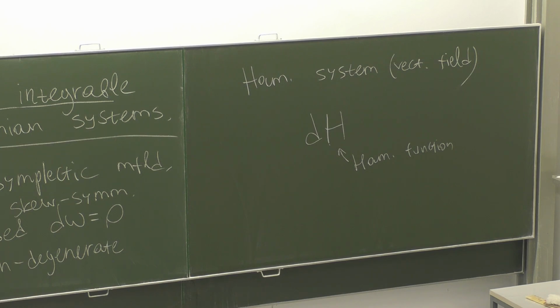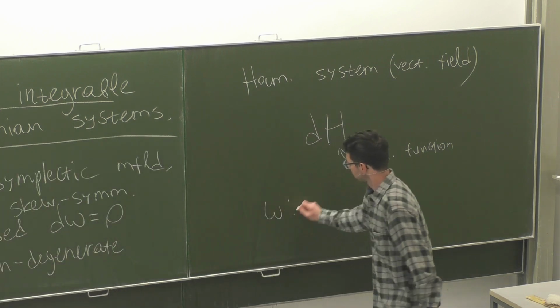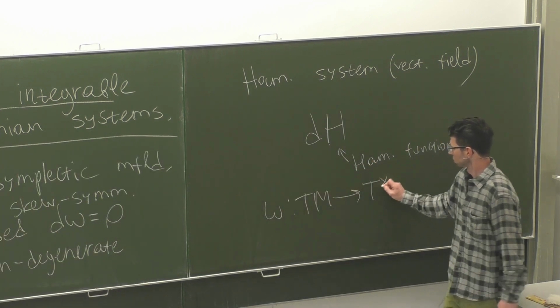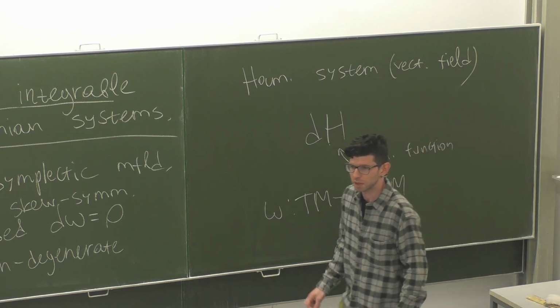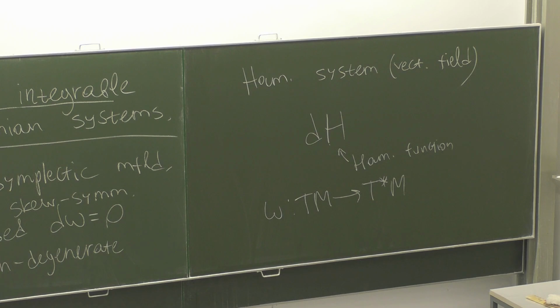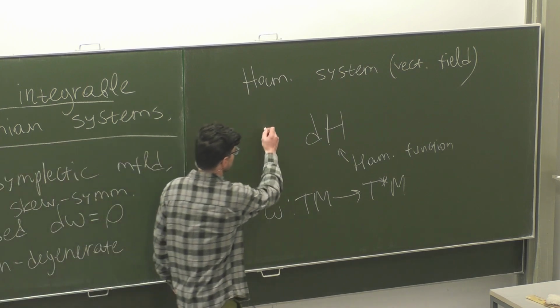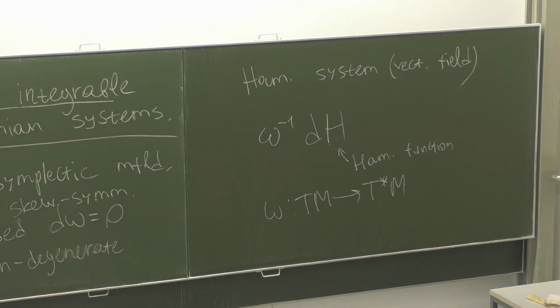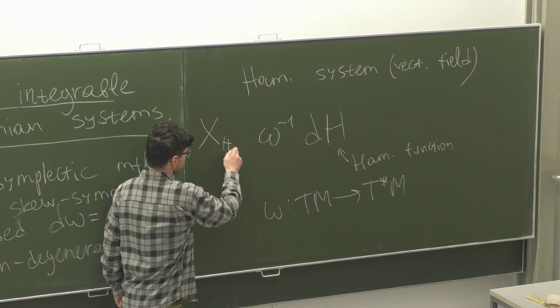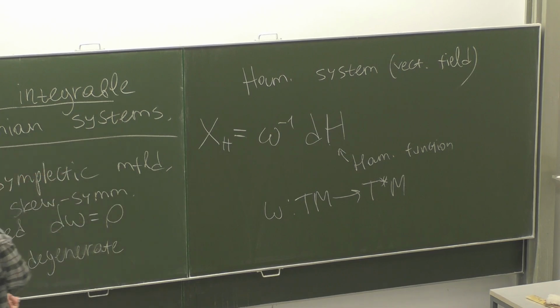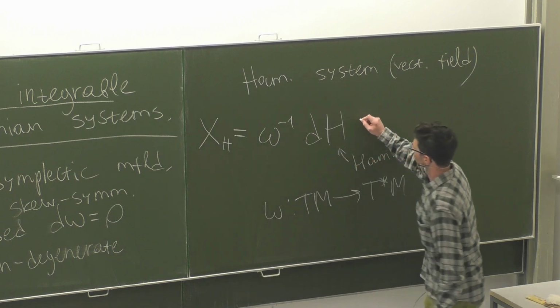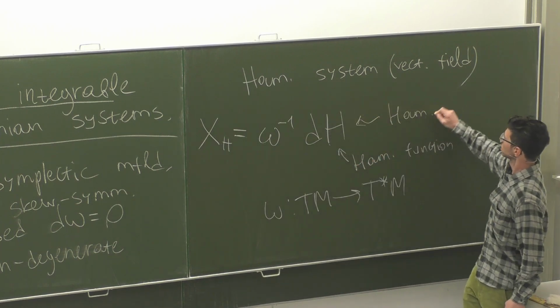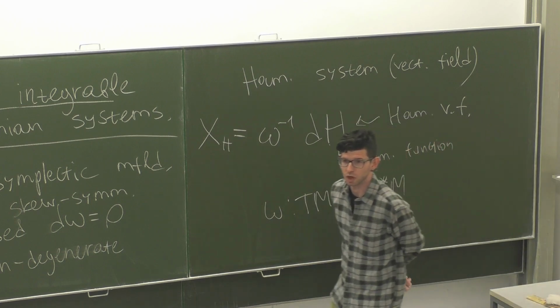Another way you can think about omega is it's a map from the tangent space to the cotangent space because it's a two form. So that map, you can invert it because omega is non-degenerate. That will go from cotangent to tangent. You can apply that to dH, and that will be a vector field because that's in the tangent space. So we will denote that by X_H. This is a vector field, and this thing we call the Hamiltonian vector field associated to the Hamiltonian function H.